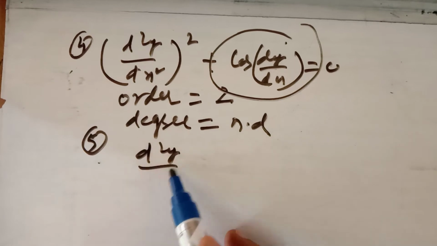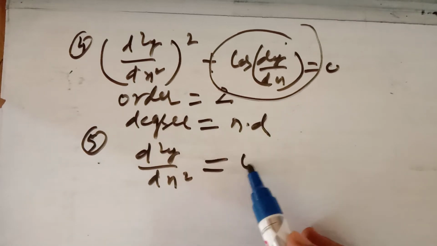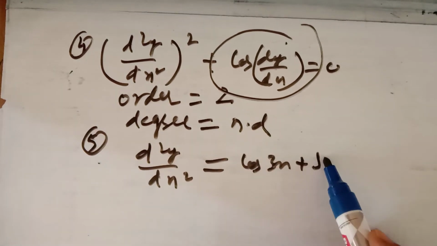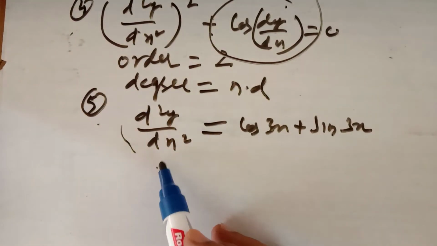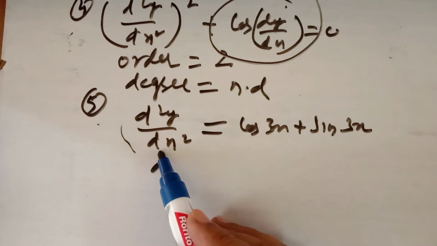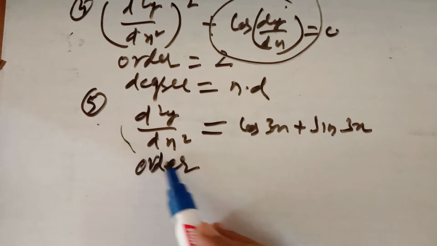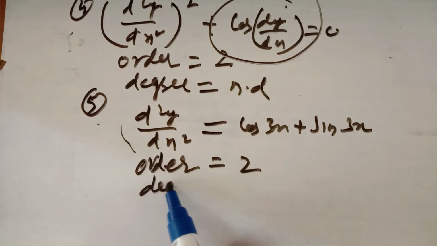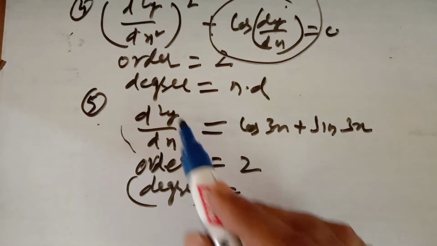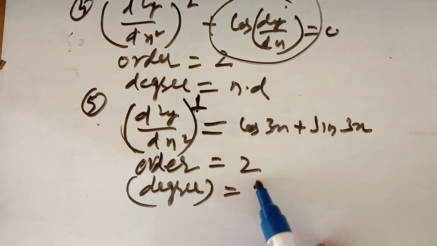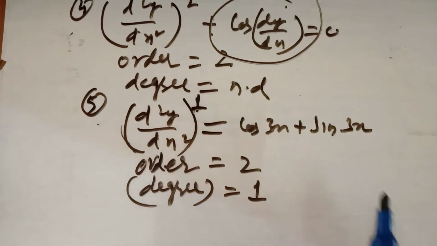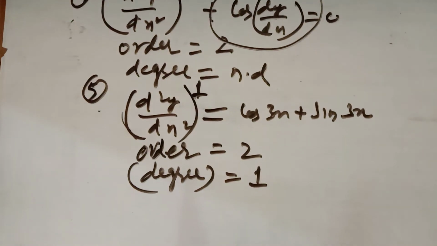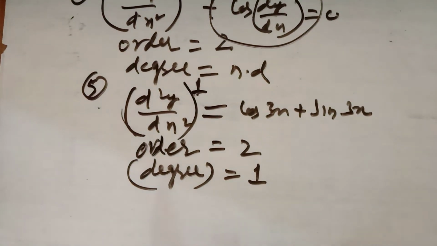Second derivative is equal to cos 3x plus sine 3x. Now the highest derivative here is 2, so its order is 2, and the degree here is the power of the highest derivative, which is 1. So degree here is 1 and it is a polynomial equation in terms of its derivative. Here the derivative is not in any power, square root or fraction. Therefore the degree can be defined.